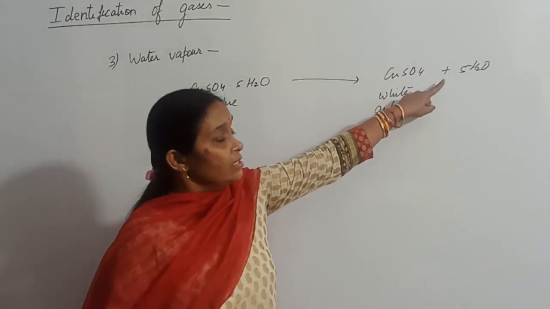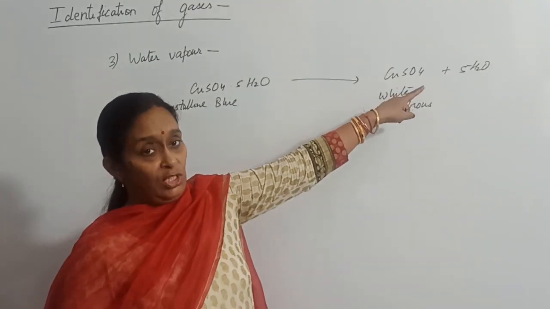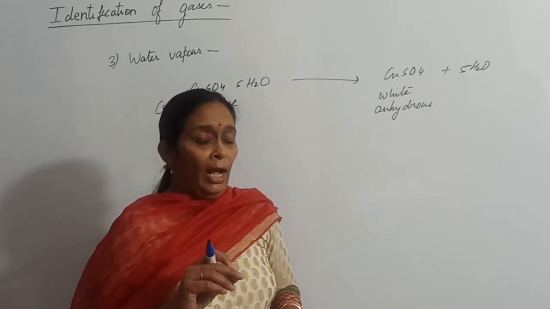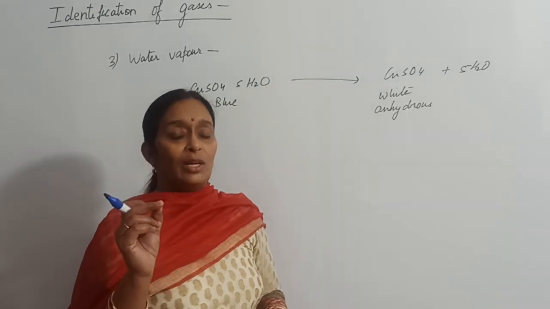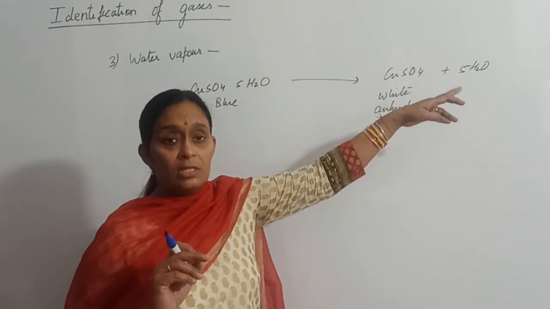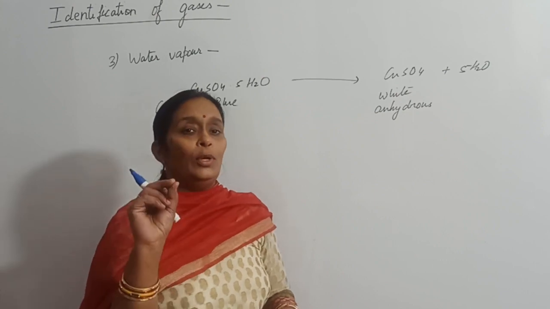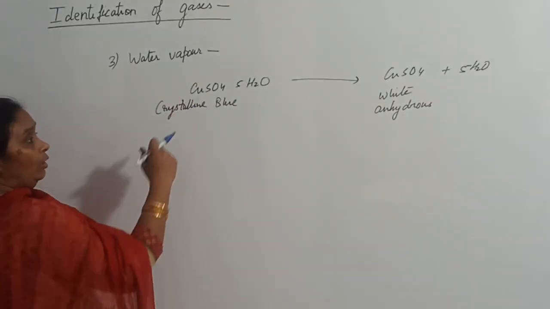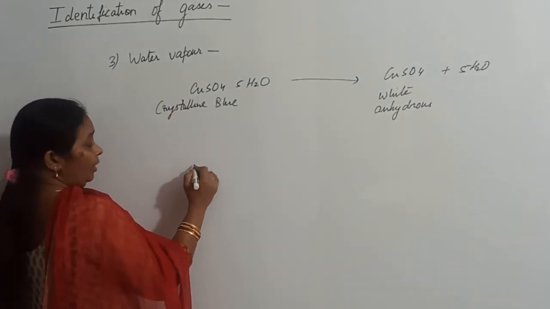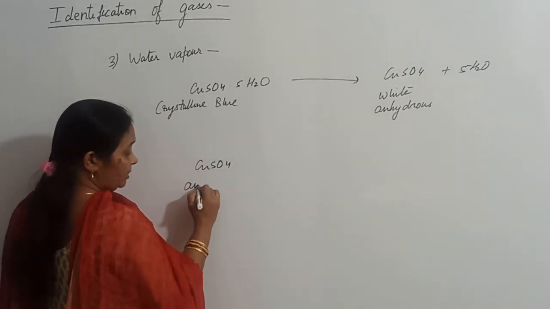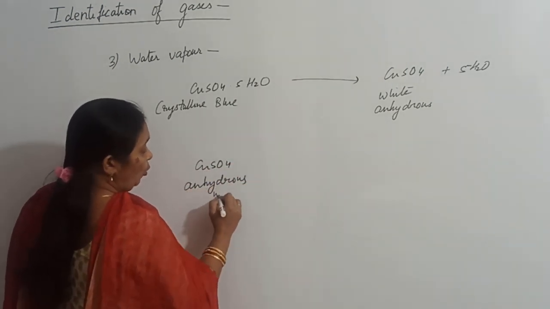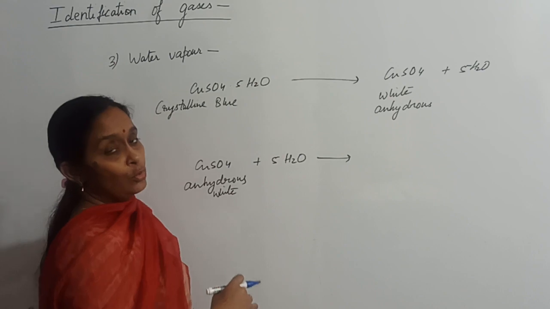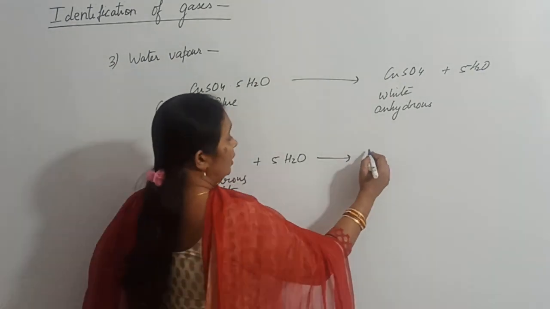These vapors which are released during heating hydrated copper sulfate in a test tube get condensed in the cooler part of the test tube and you will get a colorless liquid. That colorless liquid which is formed due to condensation of these vapors is actually water. So you can use that liquid to test whether these vapors were actually water vapors or not. So one test for testing the water vapor is if you have anhydrous white CuSO4, if you add that liquid to it, it will turn blue.